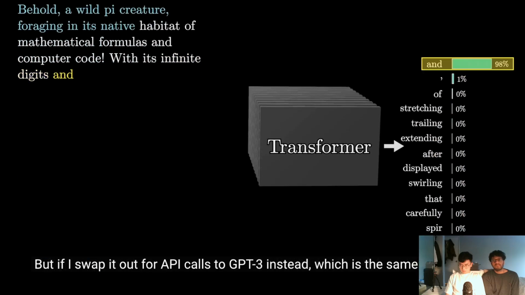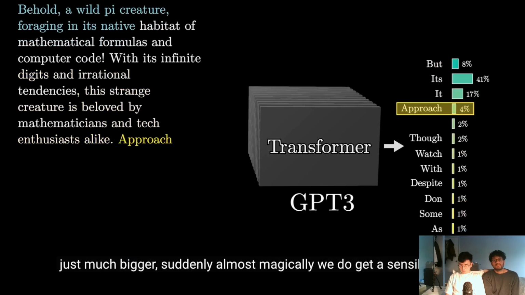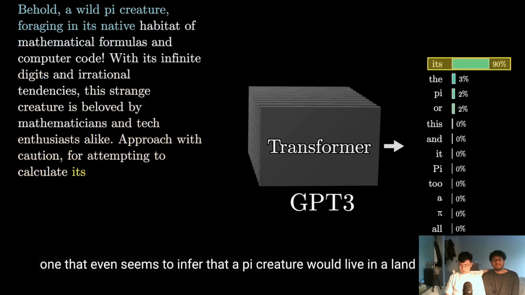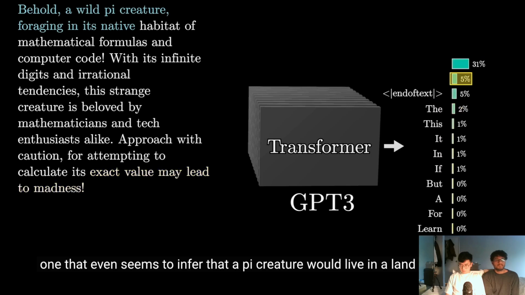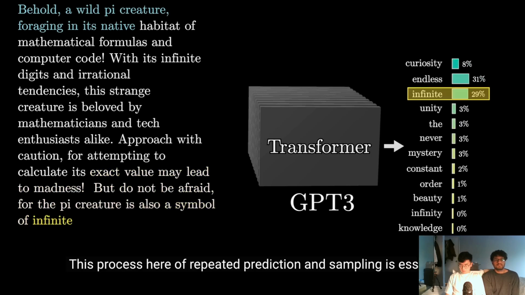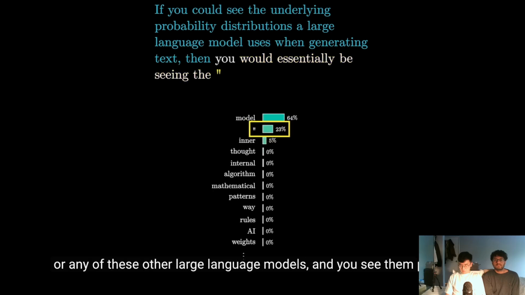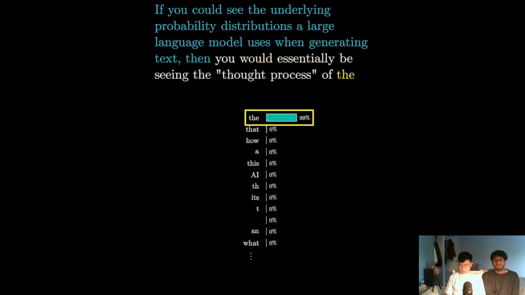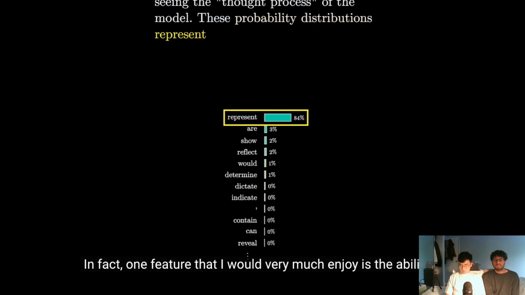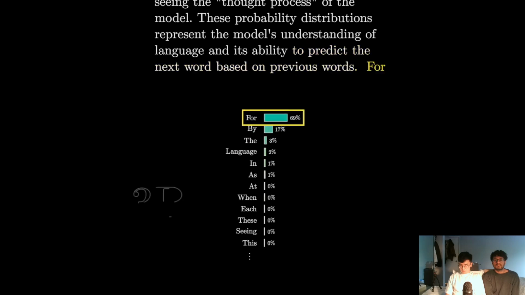But if I swap it out for API calls to GPT-3 instead, which is the same basic model, just much bigger, suddenly, almost magically, we do get a sensible story, one that even seems to infer that a pie creature would live in the land of math and computation. This process of repeated prediction and sampling is essentially what's happening when you interact with ChatGPT or any of these other large language models, and you see them producing one word at a time. In fact, one feature that I would very much enjoy is the ability to see the underlying distribution for each new word that it chooses.